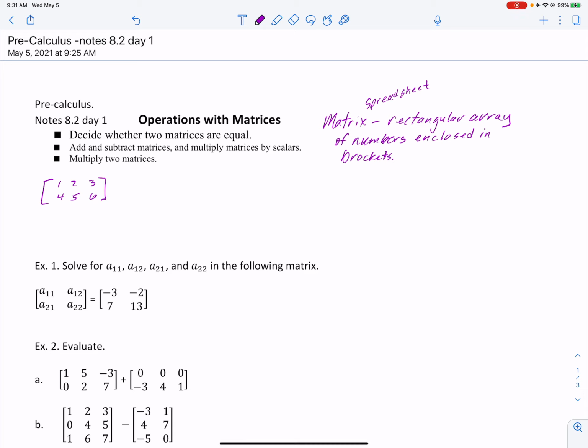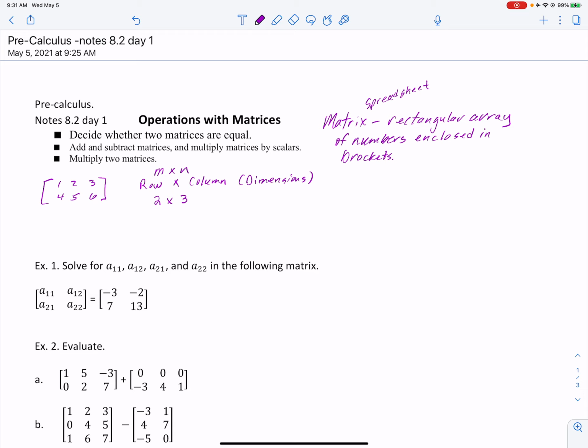And we have dimensions of a matrix. And the dimensions go, it is m by n, and m is the number of rows by the number of columns. Those are known as the dimensions of a matrix. And so in this 1, 2, 3, 4, 5, 6, we have 2 rows and we have 3 columns. It is a 2 by 3. That's how we talk about it, a 2 by 3.